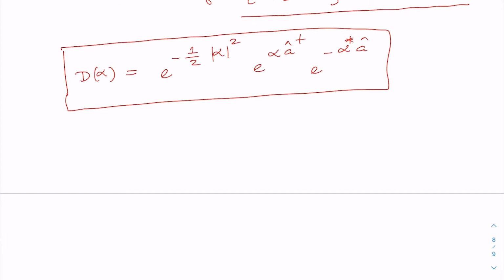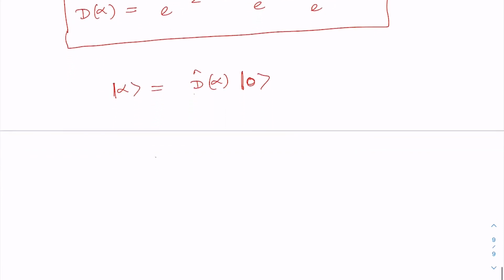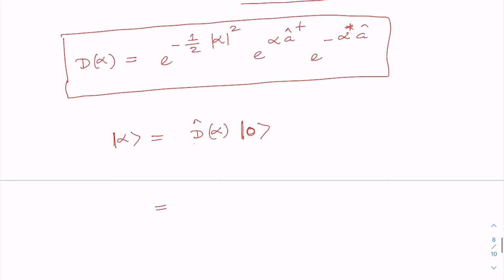Now going back to the fact that the coherent state |α⟩ is nothing but the displaced ground state. So when you operate on the ground state |0⟩ with the displacement operator, one will get the coherent state. So let us see what we will get by our expression that I just got here.